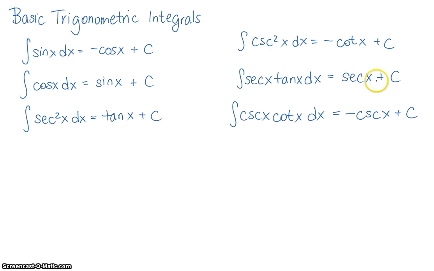If I take the derivative of secant x, I'll get secant x tan x. And if I take the derivative of cosecant x, I'll get negative cosecant cotangent. So again, opposite signs. So this is something that you should know. Definitely these two here. Just like when we do the derivatives, you need to know those two. The other four will be provided.